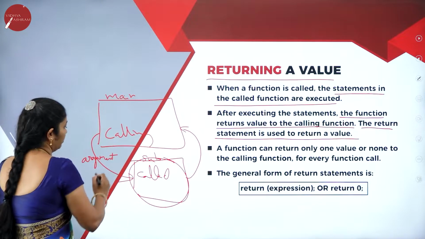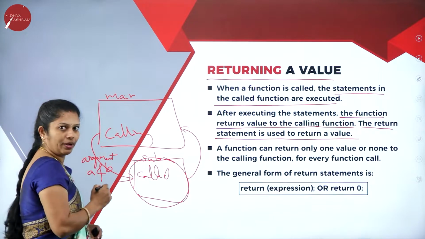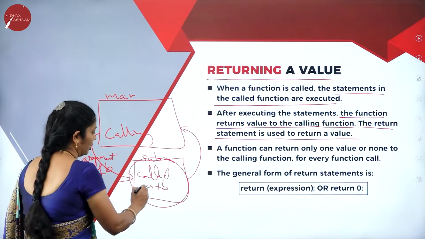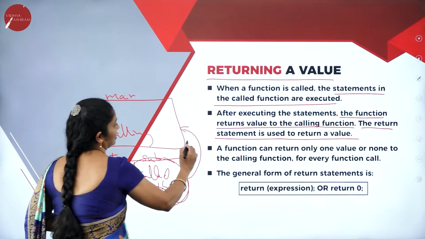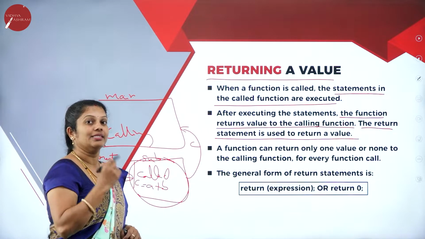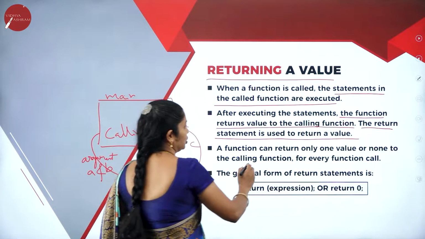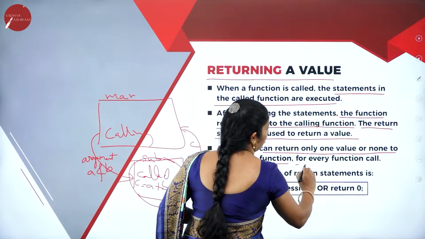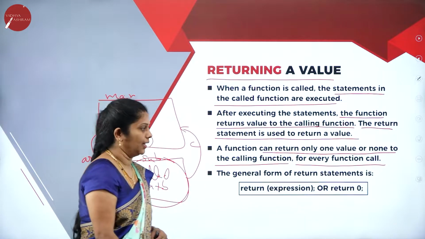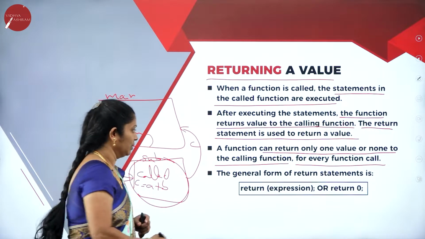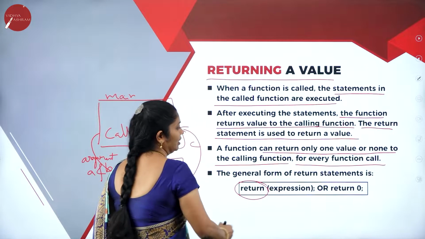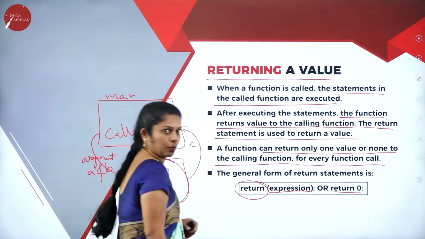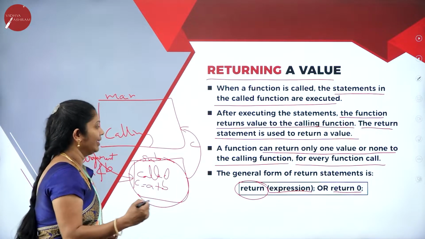For example, from the main program, I will pass the values A and B as arguments. Say I want to perform addition of two numbers. Then it will calculate A plus B. I call this result C. Here it will return the result C to the main program, that is returning a value. A function can return only one value or none to the calling function for every function call. The general form for returning a value is to use the keyword return, then whichever expression you want. Or you can write return 0 also, or return expression.